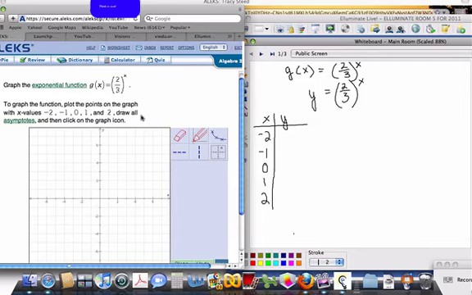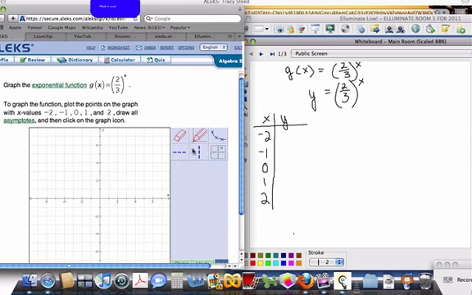All right, this is for sketching the graph of an exponential function, basic. They're going to ask you to graph an exponential function like g of x equals 2/3 raised to the x power. They're even going to tell you what values to use for your x values and to plot in your graph. They remind you to draw all asymptotes and then click on the graph icon, which is right here. So we're going to be using a lot of these tools here.